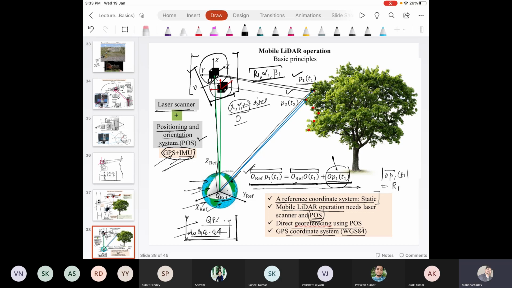And this can be done if the orientation between the Z reference and Z of the laser scanner system is known. We'll discuss it in detail later on. What is the misalignment of the axes of a reference coordinate system and the laser scanner coordinate system? If that angle deviation information is known to you, it is calculated by using a sensor like an inertial measurement unit.